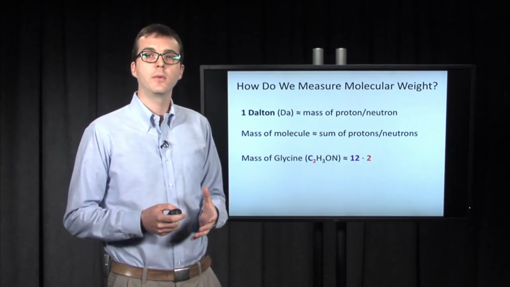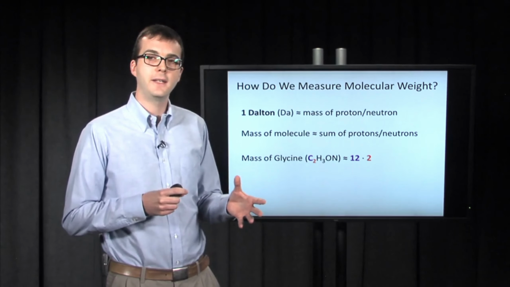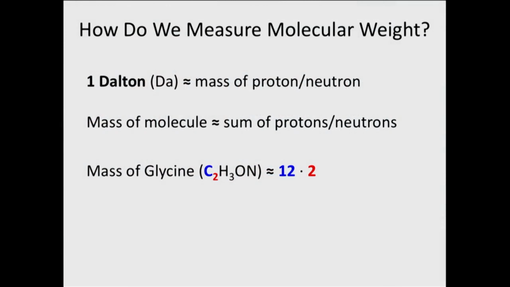So let's look at an example. Let's compute the mass of glycine. Glycine is an amino acid, and it has chemical formula C2H3ON. So it has 2 carbon atoms, and carbon has 12 protons and neutrons, so we do 12 times 2. Then we have 3 hydrogen atoms, each of mass 1. Then we have a single oxygen atom of mass 16 and a nitrogen atom of mass 14. So when we add these together, we get an approximate value of 57 Daltons.